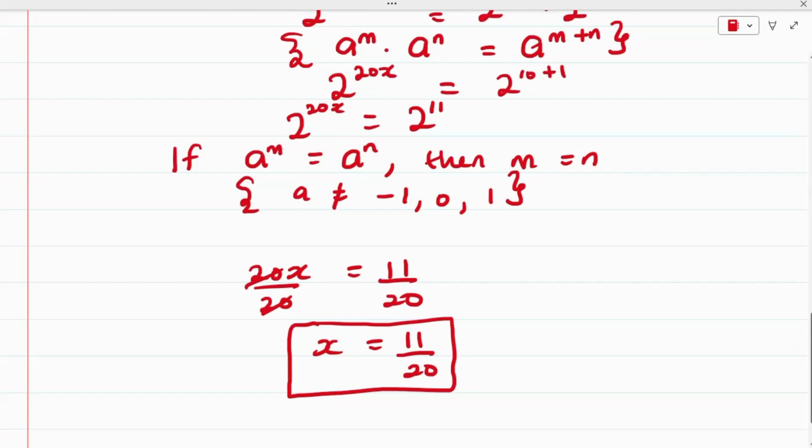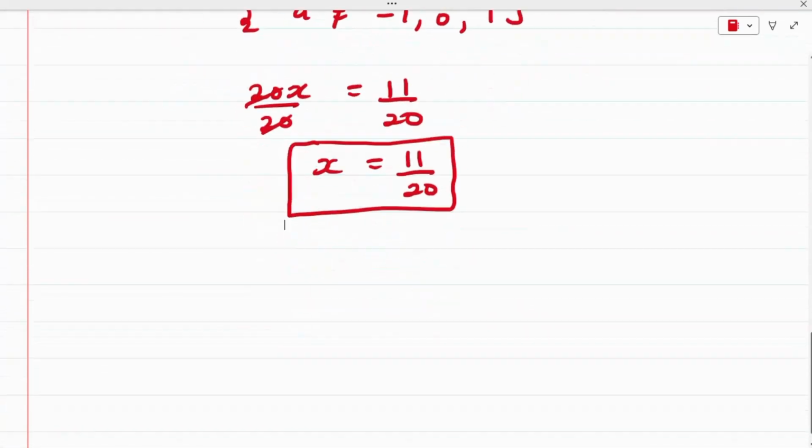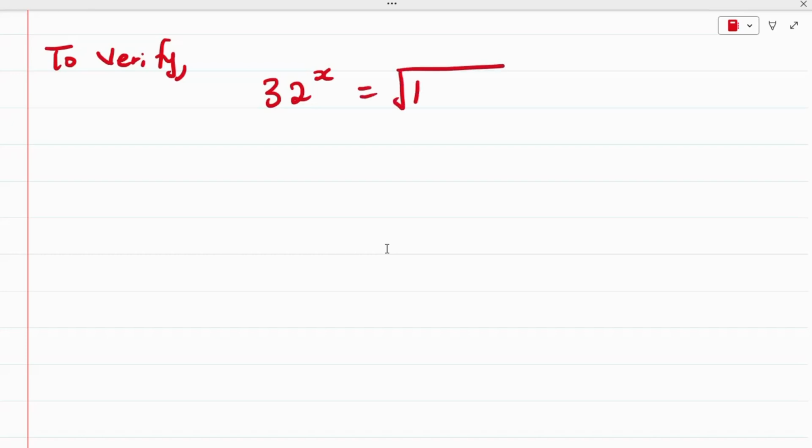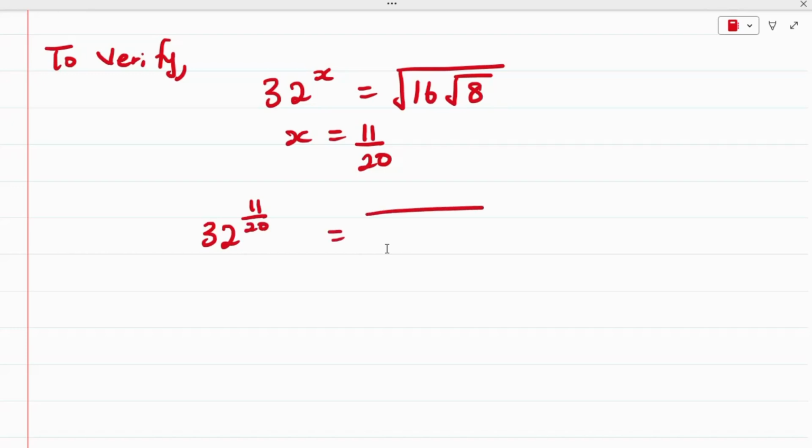So guys, let's simply verify to check if our answer is actually correct. To verify, we have the original expression given as 32 raised to the power of x, which is equal to the square root of 16 times the square root of 8, and x is equal to 11 over 20. So from here, we have 32 raised to the power of 11 over 20 is equal to the square root of 16 times the square root of 8.